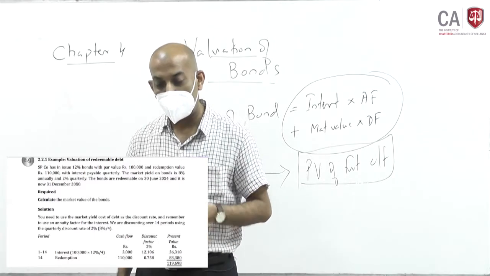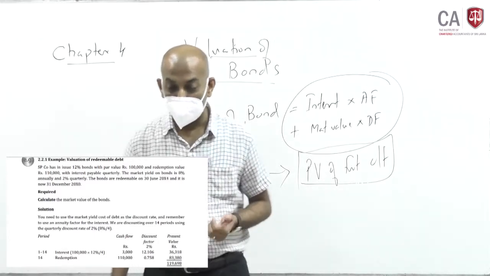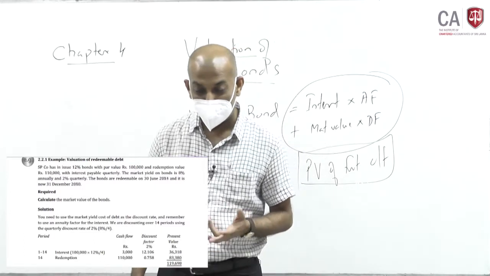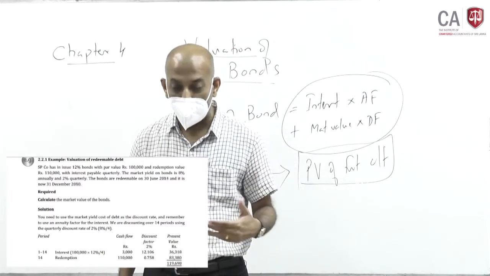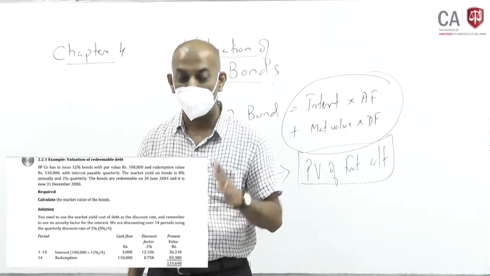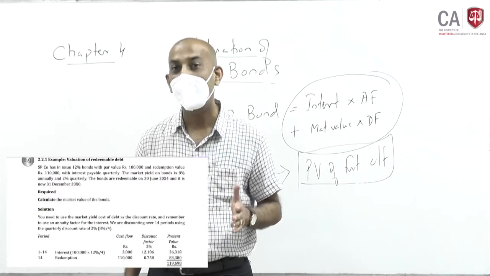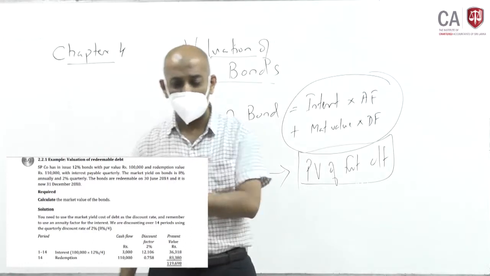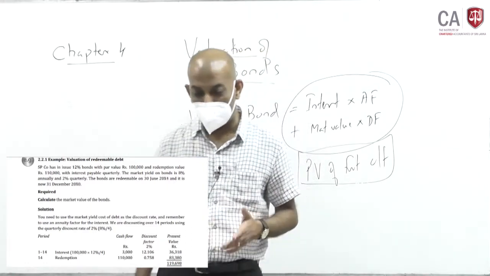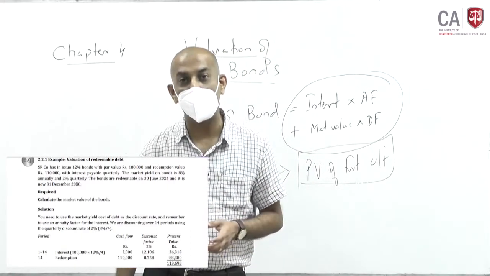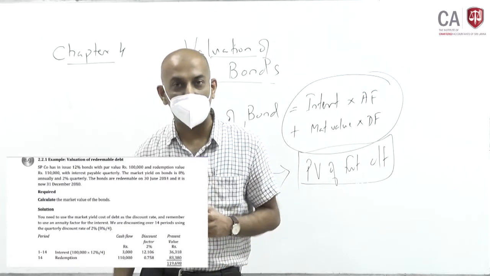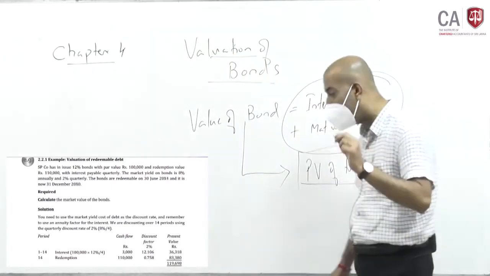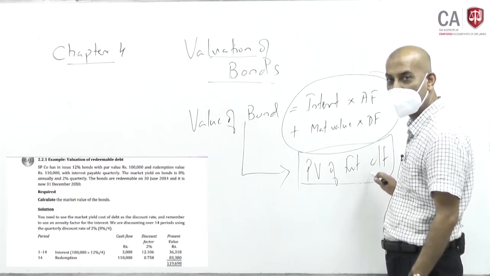On that basis, your present value is 36,380. Then the redemption value is 110,000. It's not at nominal value, it is 110,000. So 110,000, again with the discounting factor for 14 quarters, gives 83,380. So the total present value, again please be aware, is a present value of future cash flow.